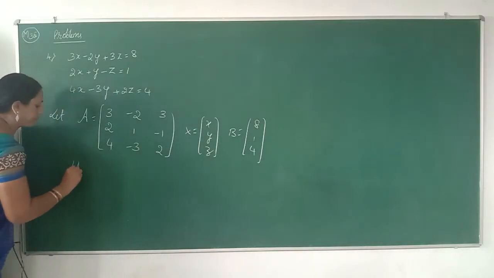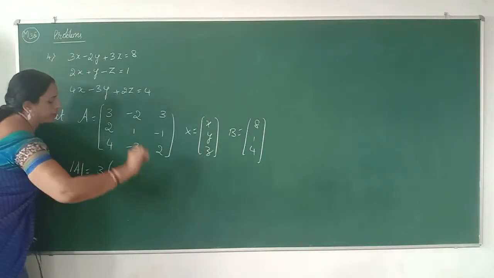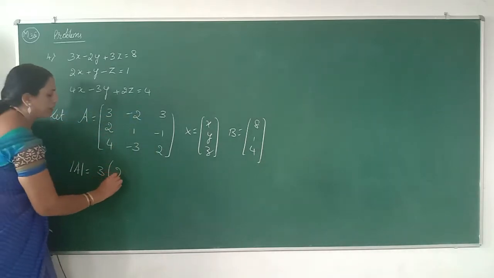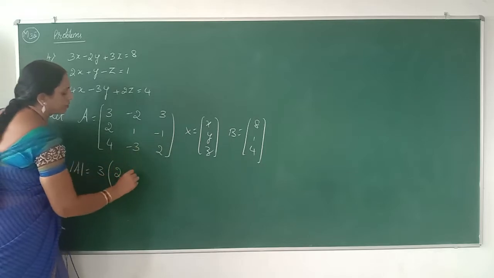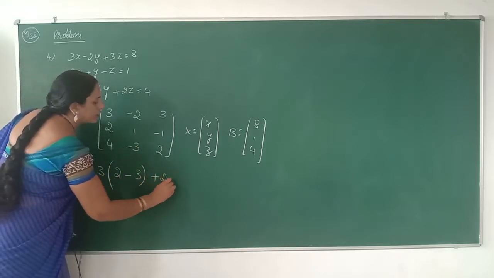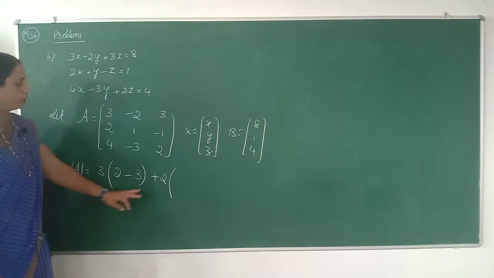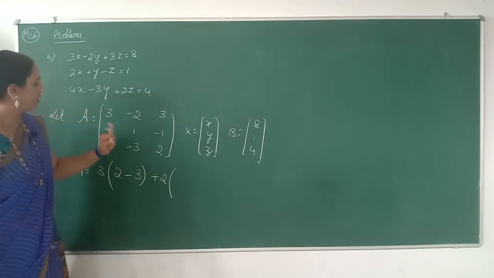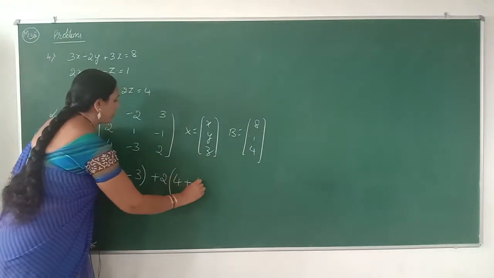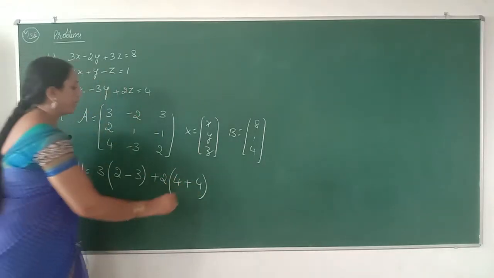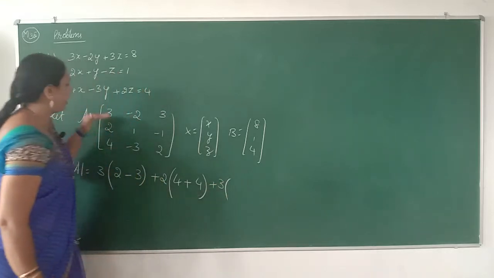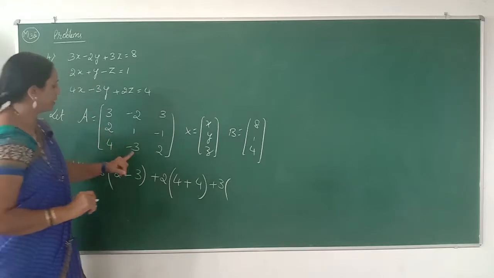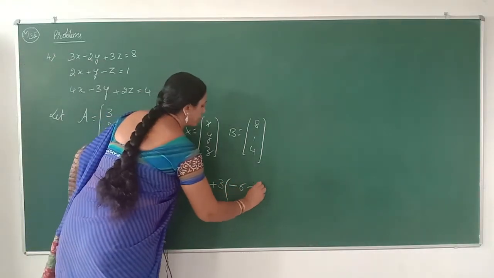Now first we will find the determinant of A. 3 of, 3 is an element of first row, first column, and these get cross multiplied: 2 minus, minus into minus is plus 3. Next element is minus of minus 2. 2 is an element of first row, second column, these get neglected. Remaining are 4, minus of minus is plus 4. Plus 3 of, 3 is an element of first row, third column, and these get neglected. Remaining are minus 6, minus 4.